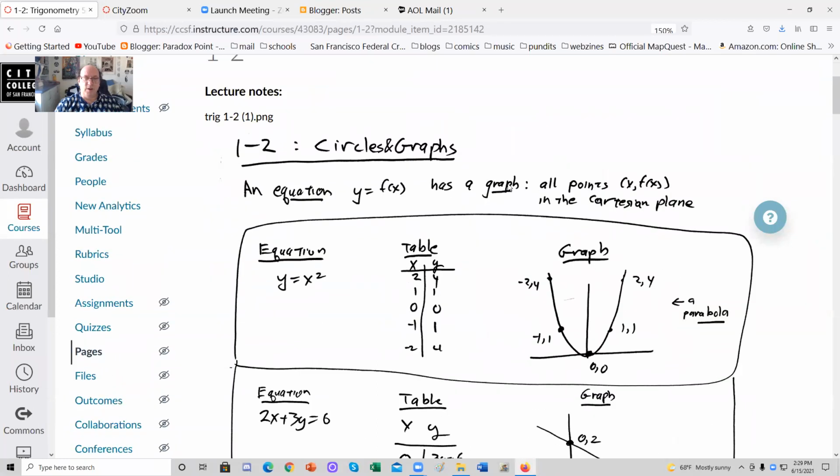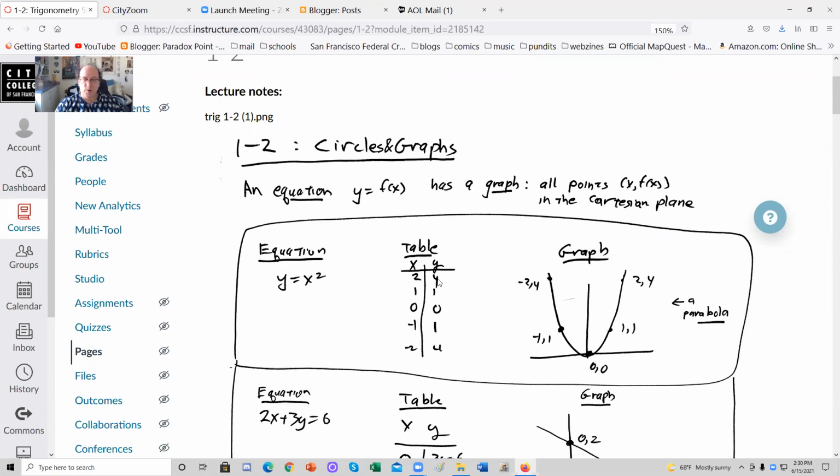All right, this one's about circles and graphs. We're given an equation, y equals f of x. We'll derive a graph consisting of all the points with coordinates x by f of x. For example, y equals x squared. Well, we'll make a table. Here are 5 points. Obviously, there'll be infinitely many points on the curve, but we'll do finite approximations because we're finite ourselves.